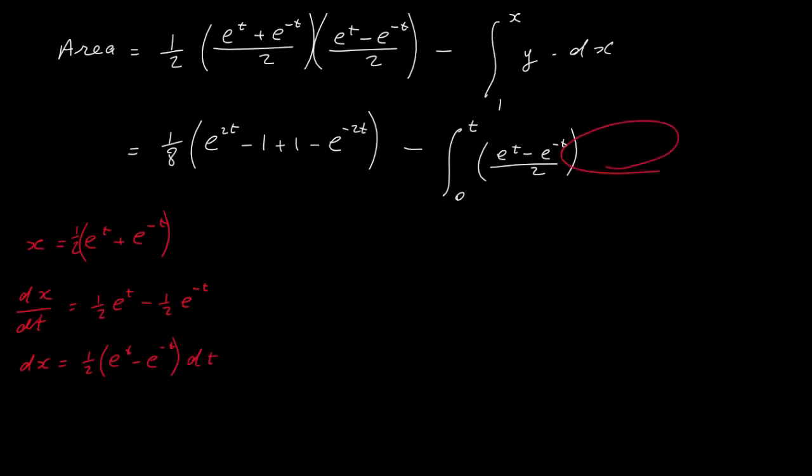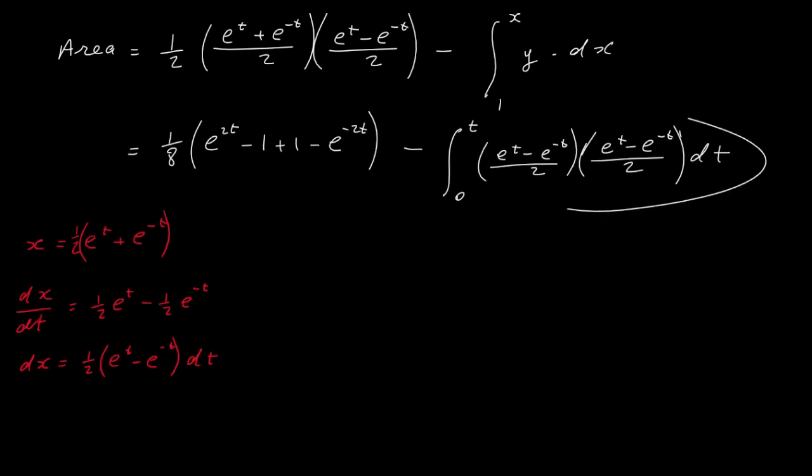So that's what I'm going to put in here then. So that's our dx, which we've got to change to dt if you like. So let's do that. So we've got e to the power of t minus e to the power minus t over 2 dt. So now everything in here is in terms of t.